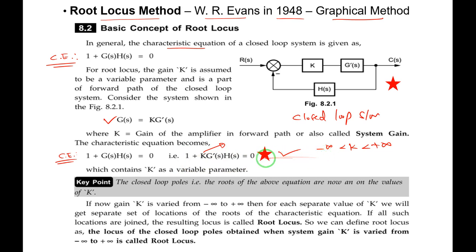For k equal to 2, I will get another set of poles or roots. For k equal to 3, I will get another set of roots or poles, closed loop poles, right? Those roots of the characteristic equation are nothing but the closed loop poles of the system. You know it, right? Okay. I hope you are getting it. Just let me write it.